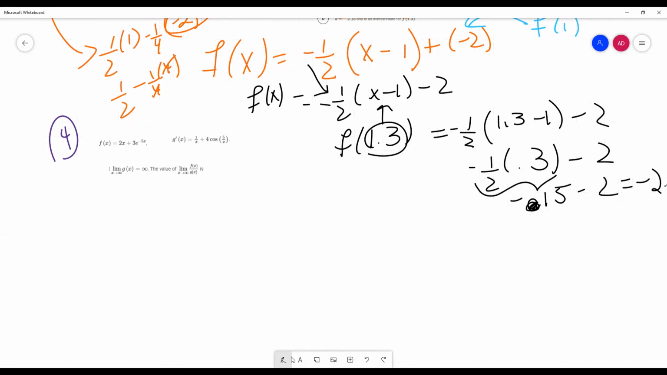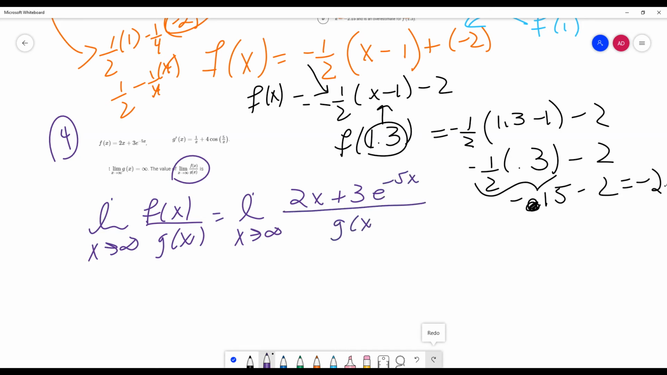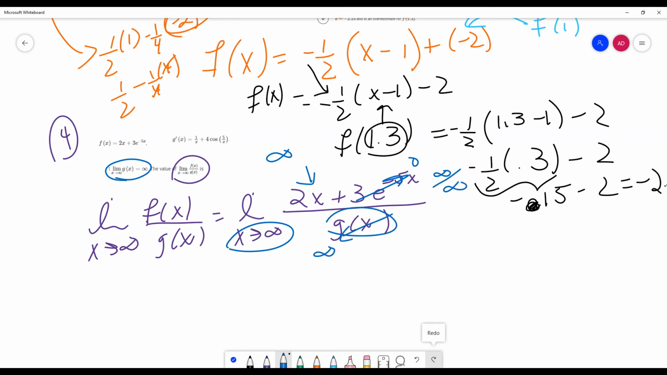Now let's look at number 4. Number 4 was asking about the limit as x goes to infinity of f of x over g of x. All right, so for starters, we know f of x was, of course, 2x plus 3e to the -5x, over g of x. Now it says find the limit as x goes to infinity. Well, if I put infinity in, this is going to infinity, but this piece is going to 0. We already were told that the limit of g of x is going to infinity. So you end up getting infinity over infinity, which means you can do L'Hopital.